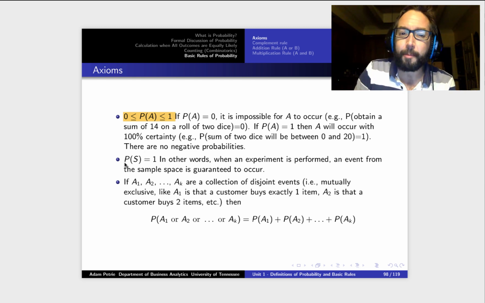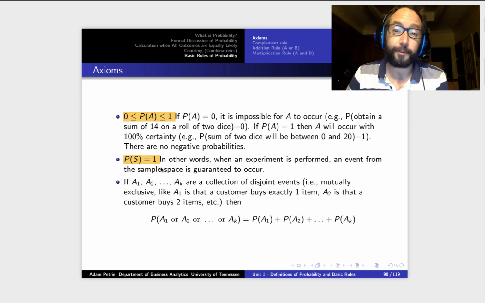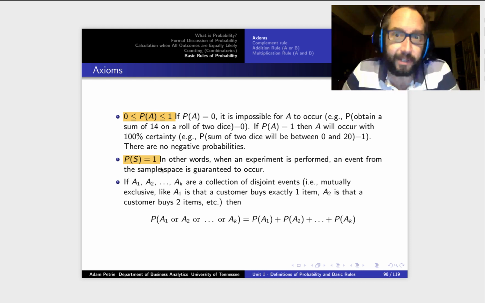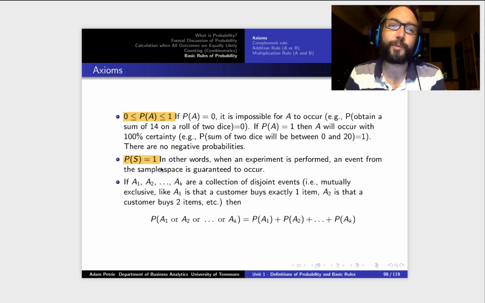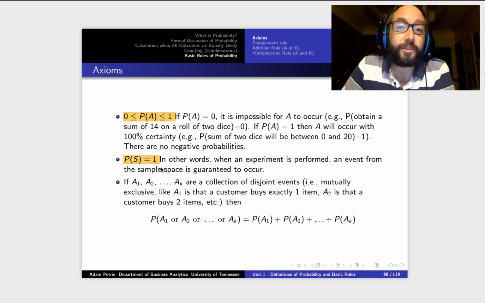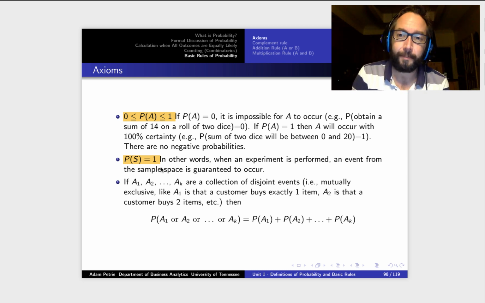Another axiom of probability is that the probability of obtaining an outcome in the sample space is 1. Makes sense. S is the set of all possible outcomes. You're going to get one of those outcomes when you conduct the experiment, so of course there's a 100% chance of getting one of the outcomes in that sample space.